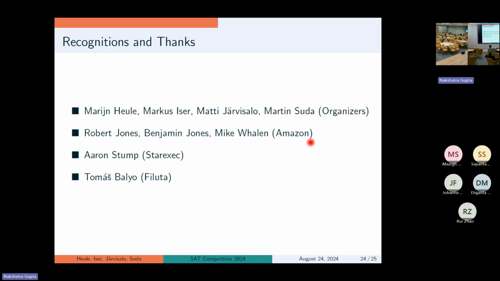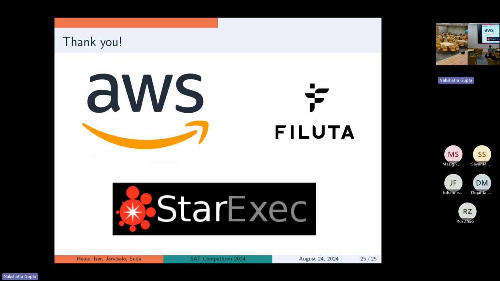Then recognition and thanks to the organizers, and particularly also to the guys at Amazon who make the parallel and cloud track work, and then also to Aaron Stump, who for the last time was our contact for StarExec. Then also to Tomasz Bajo, who will create the medals for the winners, which are sponsored by Filuta. Here are some logos of the supporters. Thanks to the participants, and look up the rest on the website. I will upload stuff tomorrow, next week.